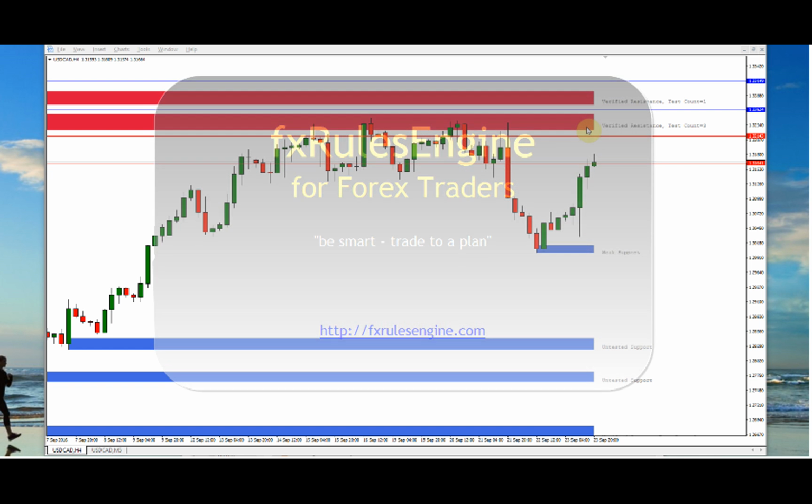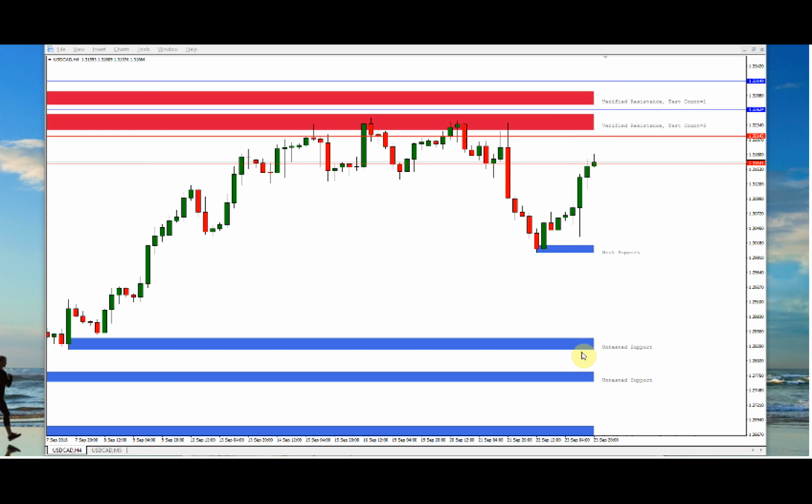But you'll notice that the red areas are the resistance, the blue areas are support. So we're looking at a potential trade through this resistance zone. It'll either break out going upward or bounce and come back downward. Last time we created two rules just to simply open a buy order here and open a sell order here.